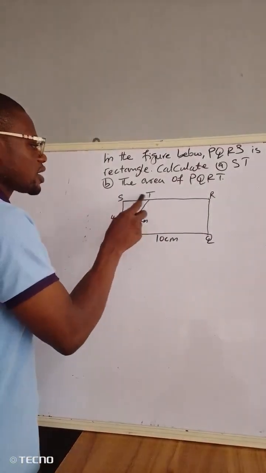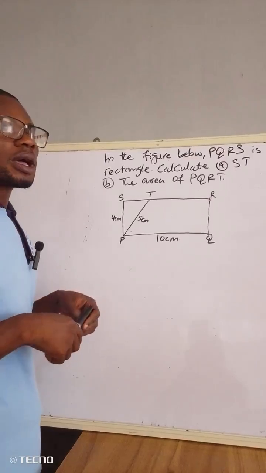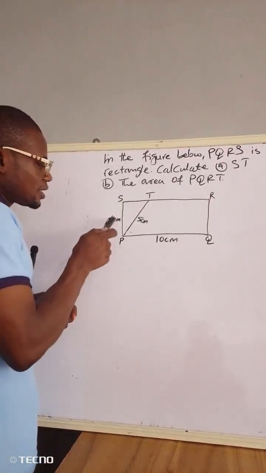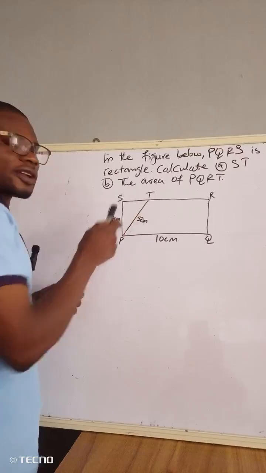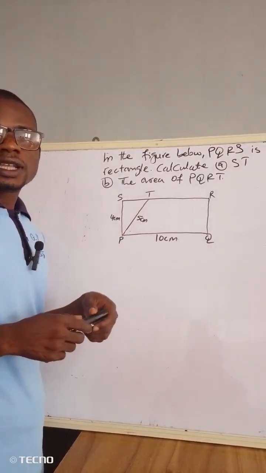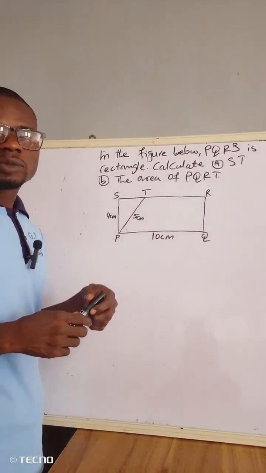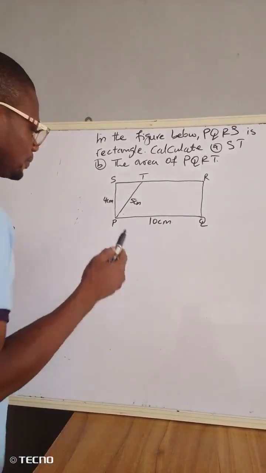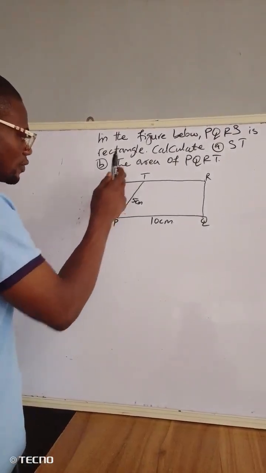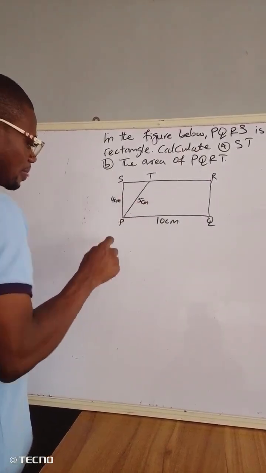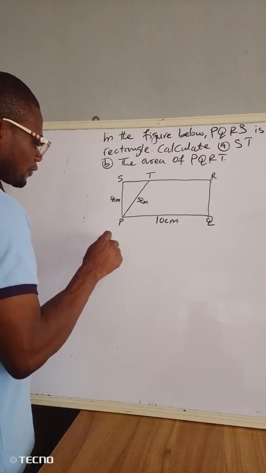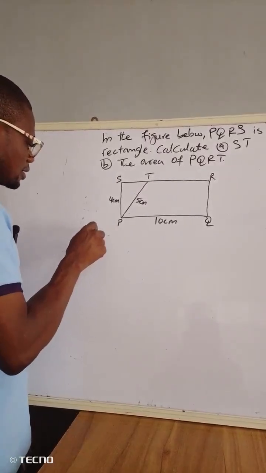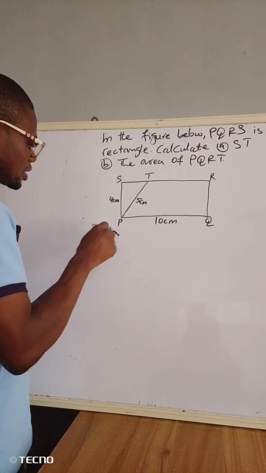So solving this is very simple. It's what we call a trigonometry triple. This is 4, this is 5, so of course here will be 3 centimeters, if you understand what we call a trigonometry triple. But you can also solve it by using Pythagoras theorem. So, using Pythagoras theorem, this is our solution.